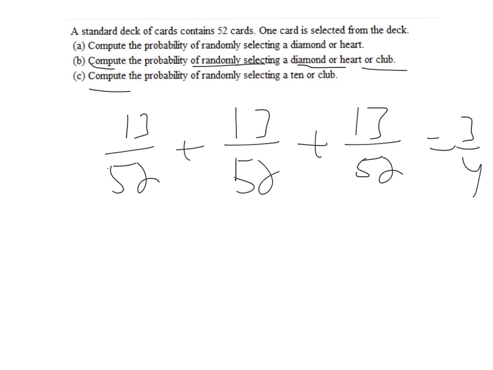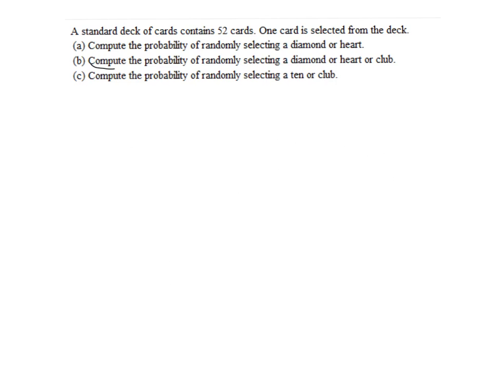So part C, compute the probability of a 10 or a club. Well, let's see. I know there's 13 clubs out of 52. Why did I write 53? Guess I can't delete that. There, let's try that again. So for a club, there's 13 out of 52. For a 10, there's 4 out of 52.